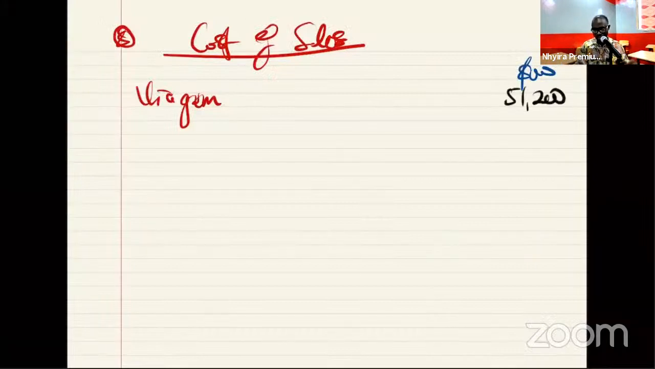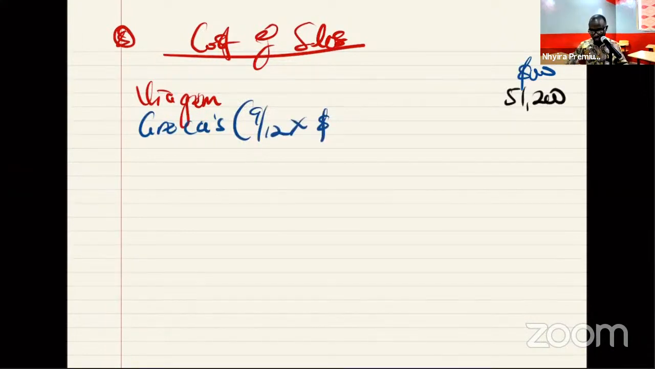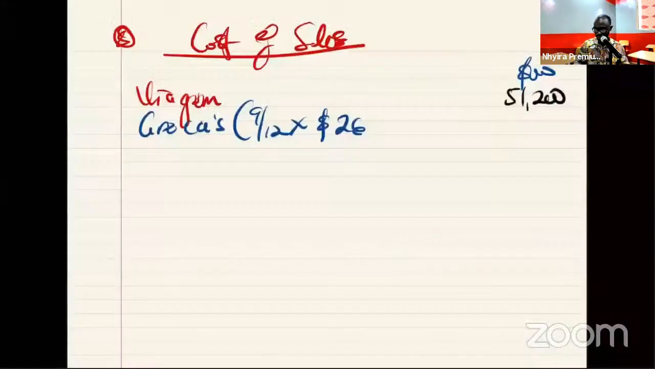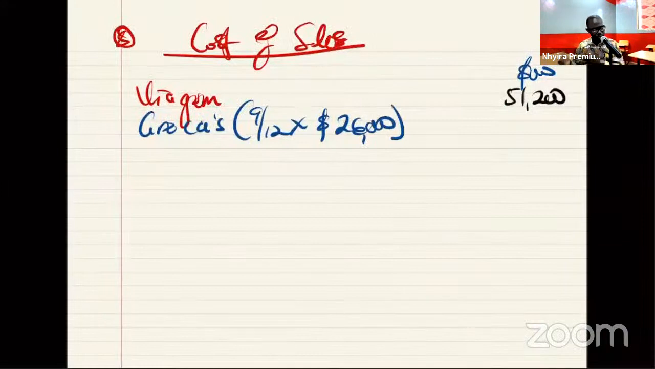Then we bring in Greaser's cost of sales. You remember for Greaser, we would take 9 over 12 of their cost of sales, because the post-acquisition period is 9 months. Let's see what we got there. Their cost of sales is 26,000. So we punch that out, and that should give us a figure of 19,500. You can confirm that.